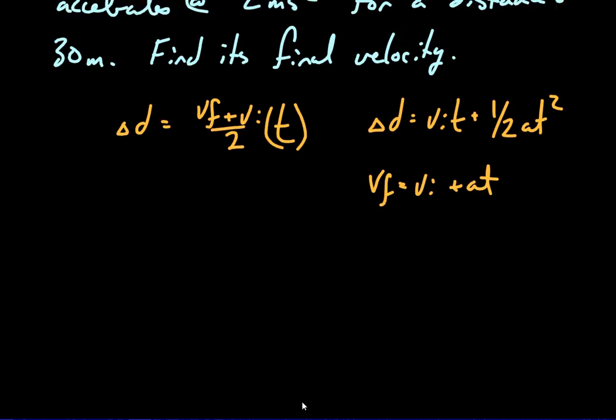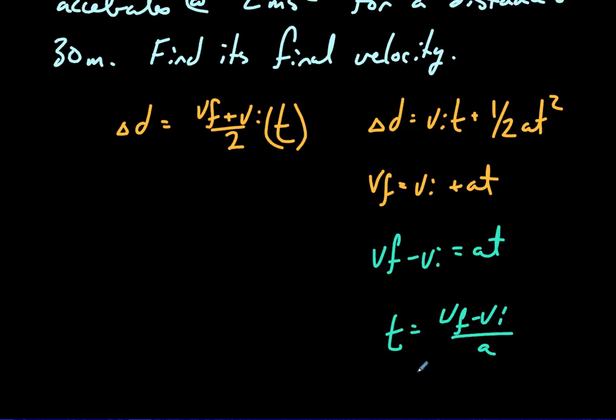So what we're going to do is just do a little rearranging here. We'll rearrange this to solve for t, and then we'll plug the t into that formula. So we have Vf minus Vi equals acceleration times time, or that time is equal to Vf minus Vi divided by a, divided by acceleration. We're going to take that and substitute it into here.